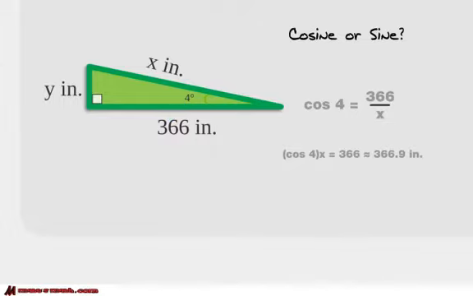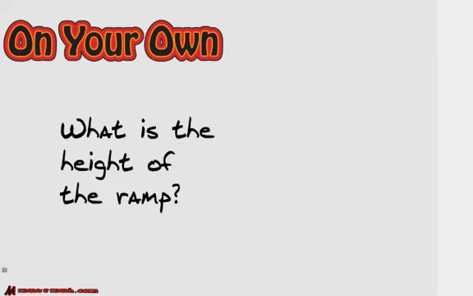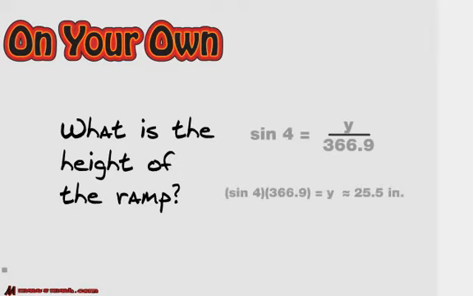Well, now let's try and find y. Let's think about y. What's the height of the ramp? Why don't you do that on your own? Is that sine or cosine? All right, it's going to be sine, and it's the sine of 4. Now, we have the hypotenuse, which is 366.9. So sine of 4 times the hypotenuse gives you 25.5 inches. So even though that angle is so small, the ramp is about 2 feet. Okay, it's 2 feet tall.